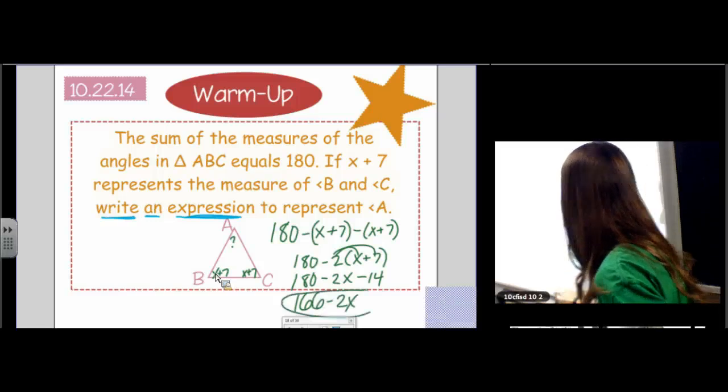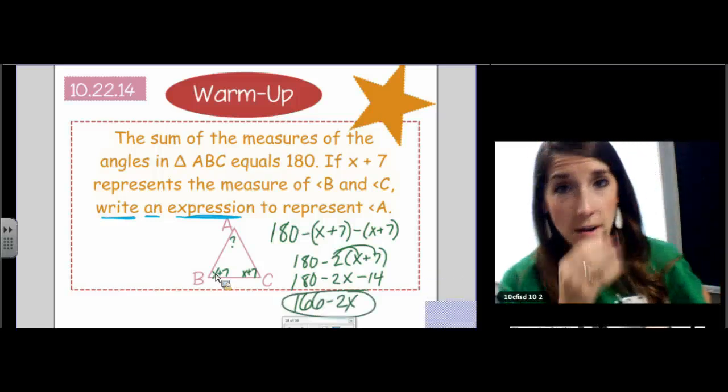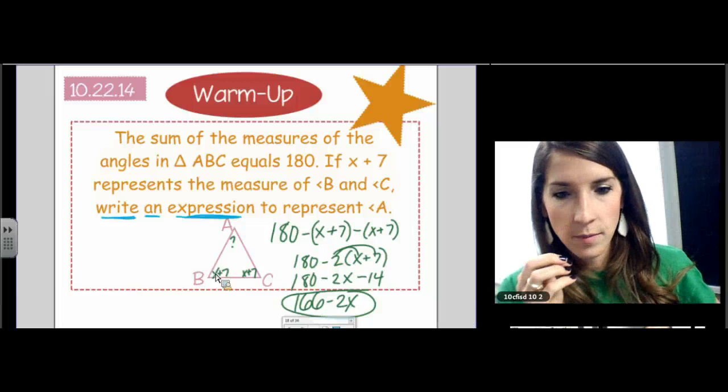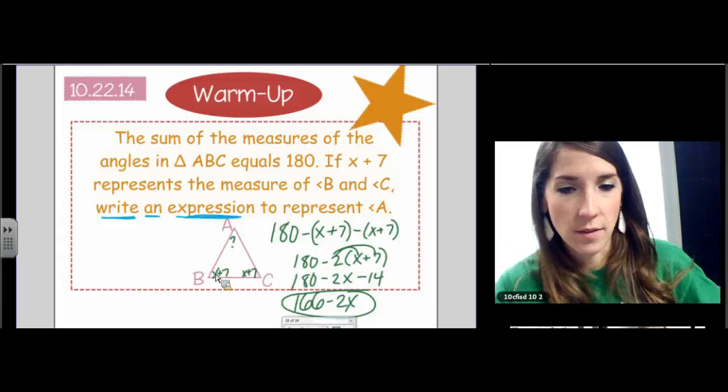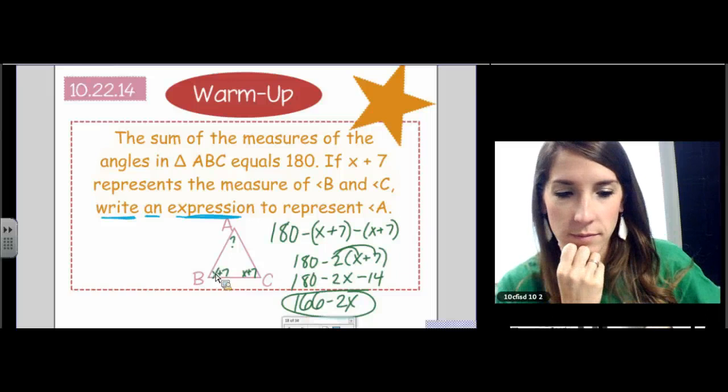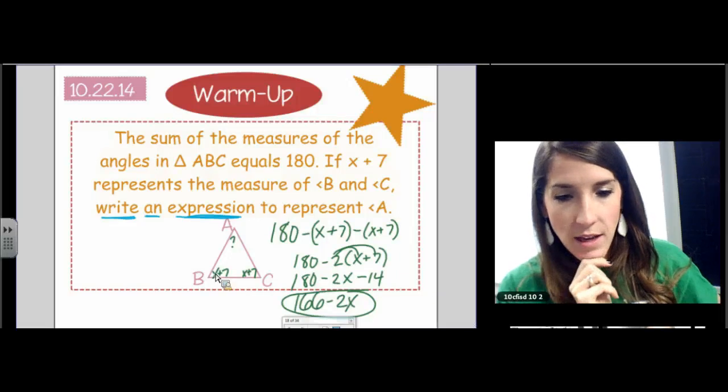And I know, Rishi, I see that you're talking about the wording. I know the wording might have been a little bit confusing. They were supposed to each measure x plus 7. So 166 minus 2x would be the correct answer. And I know the wording was a little bit weird.